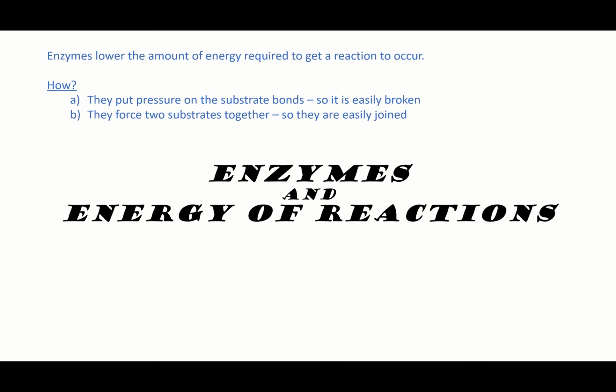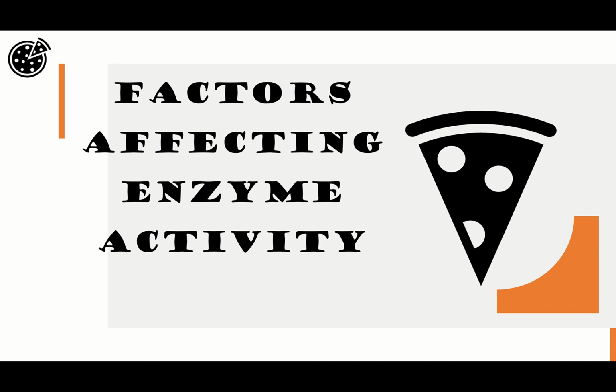Enzymes and energy of reaction. Enzymes lower the amount of energy required to get a reaction to occur. How? Well, they put pressure on the substrate bonds, so it's easily broken. They force two substrates together, so they are easily joined. All right. Factors affecting enzyme activity.